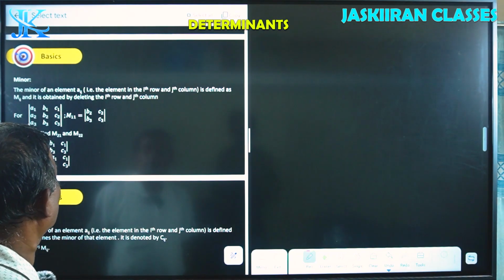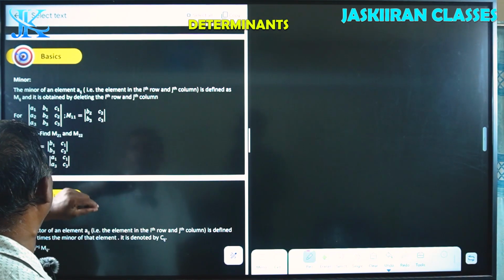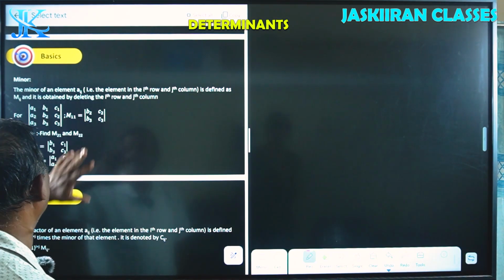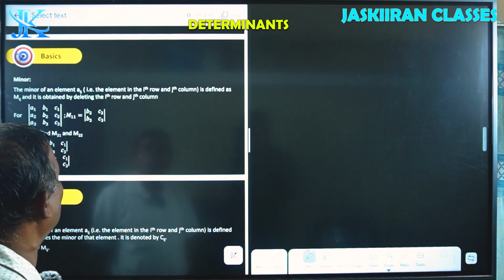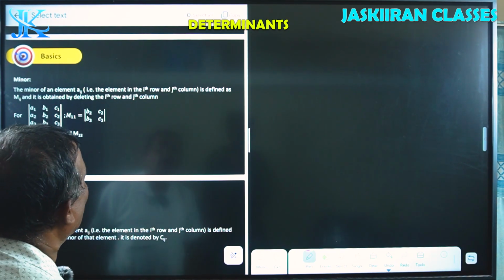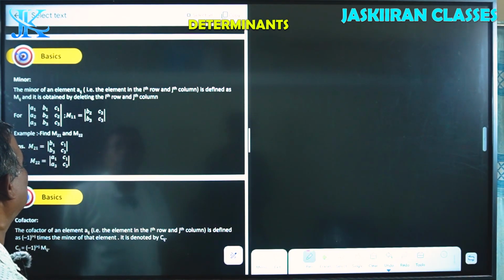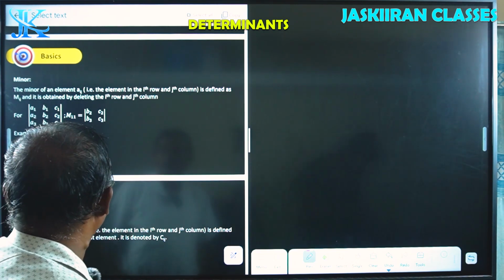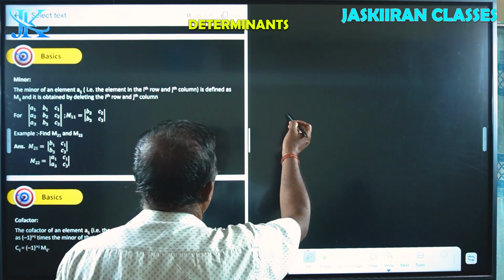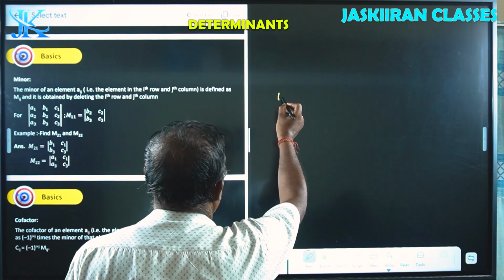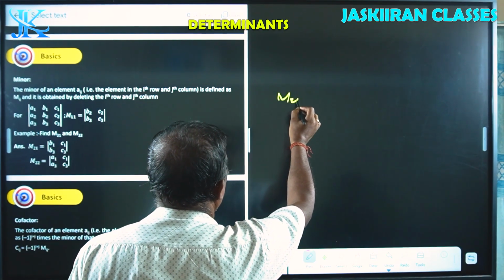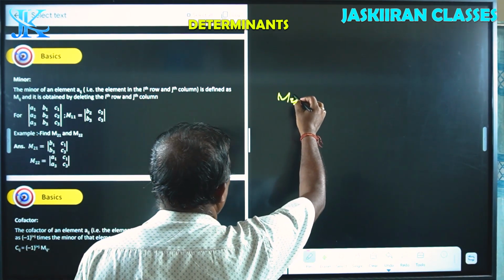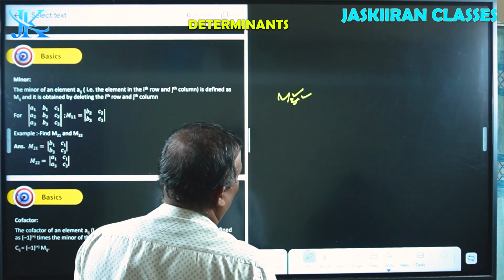Now the meaning of minor. The minor of any one of the elements can be obtained by deleting the ith row and jth column. Deleting the ith row and jth column. Well, how to get the minor? Minor is denoted as Mij. That means it is the ith row and jth column.